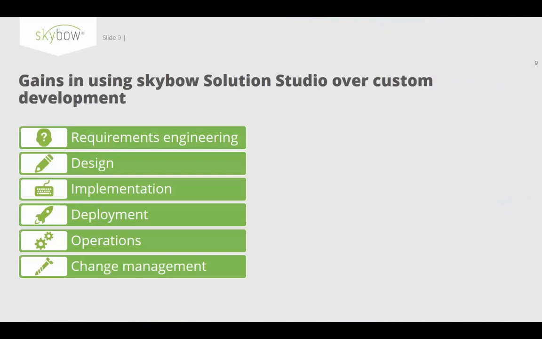Our promise and our claim is that if we take a look at the major six phases of any solution, but also a SharePoint solution, which are requirements, engineering, design, implementation, deployment, operations, and change management, we are able, and we can prove this, to reduce the time to market by up to 80% in certain areas like implementation, deployment, and change management, but also in other areas like design and operations. So this is our promise and our claim in rapid solution development on top of SharePoint.